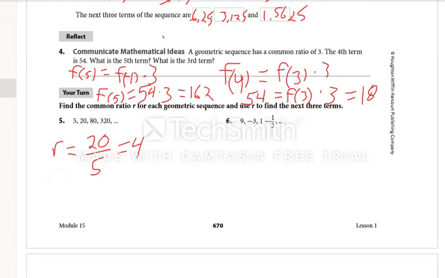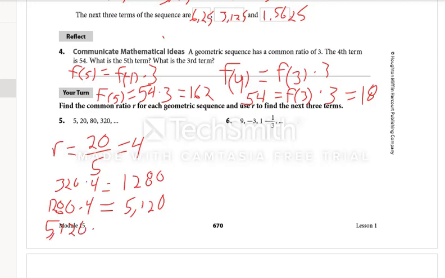So now 320 times 4 is 1280. 1280 times 4 is 5,120, and 5,120 times 4 is 20,480.